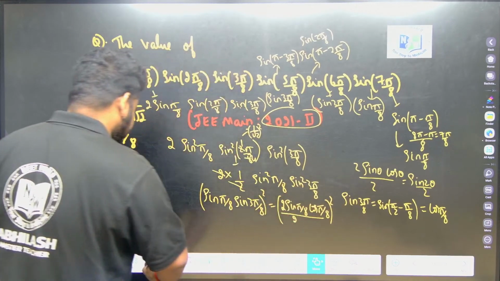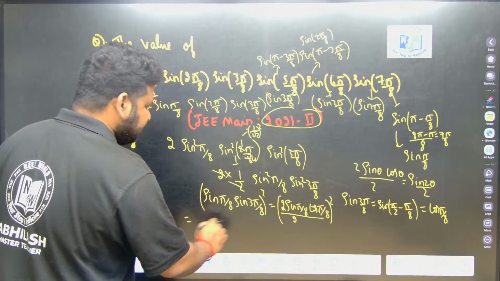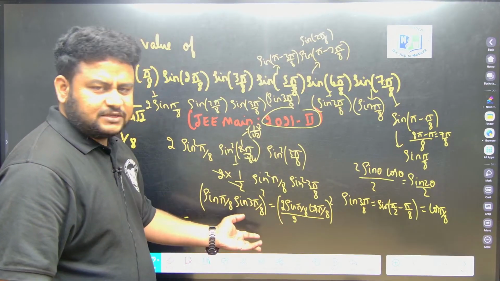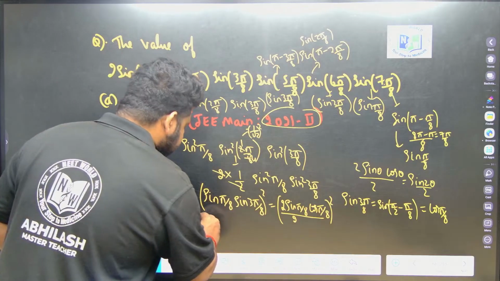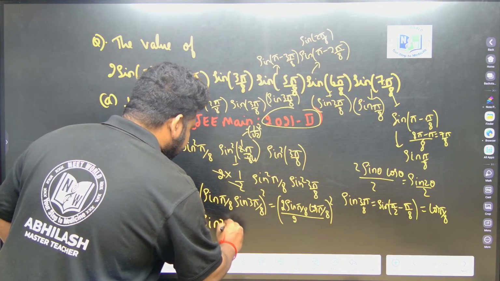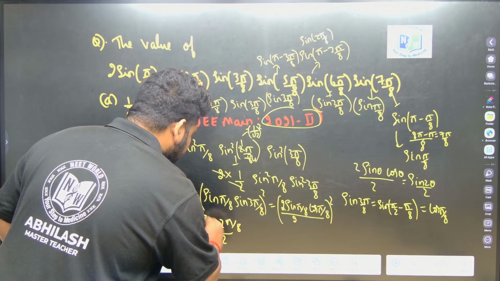Now, observe carefully. This will become what? Sin pi by 8, 2 sin pi by 8, cos pi by 8. So, that is nothing but what? 2 sin A cos A is what? Sin 2A. So, this will become sin 2 pi by 8 by 2 whole square.